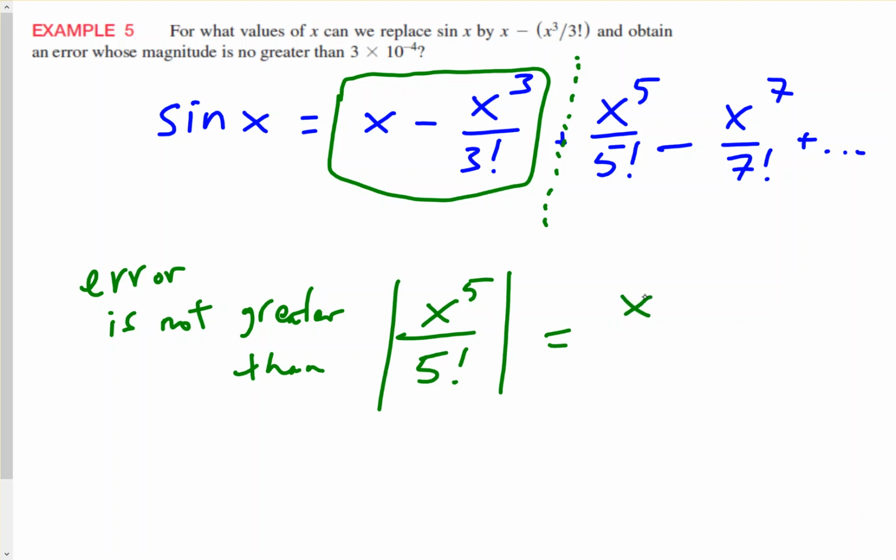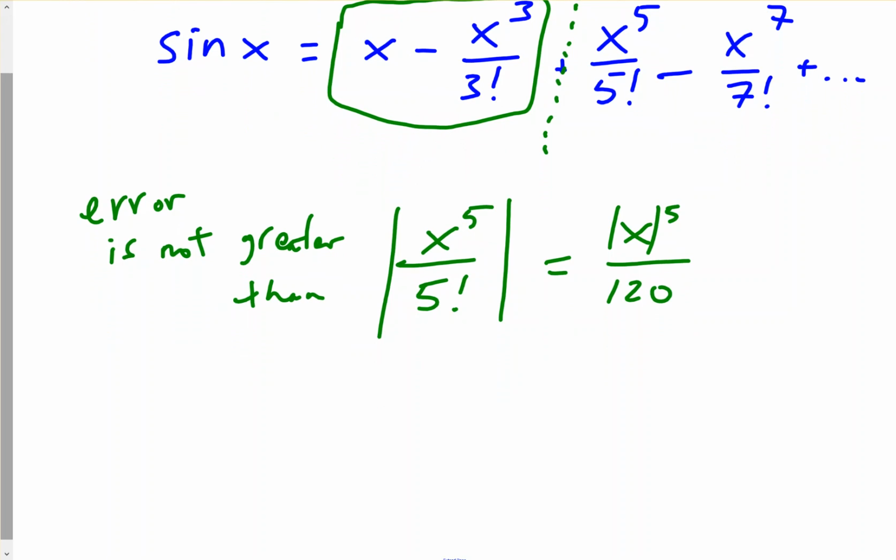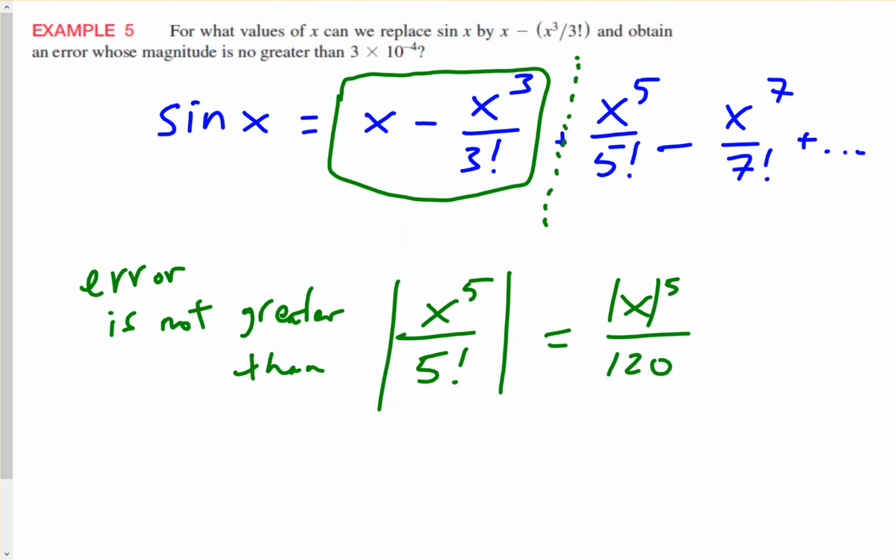Okay, so that would be equal to, well, x to the fifth over 5 factorial, where 5 factorial would be 120. So that means we could set this up and say the error will be less than or equal to 3 times 10 to the negative fourth, right? That was the obtain an error whose magnitude is no greater than 3 times 10 to the negative 4. Okay, so that means we could say that x to the fifth over 120, so we're going to figure out what the x is then. So it's going to be less than 3 times 10 to the negative 4.